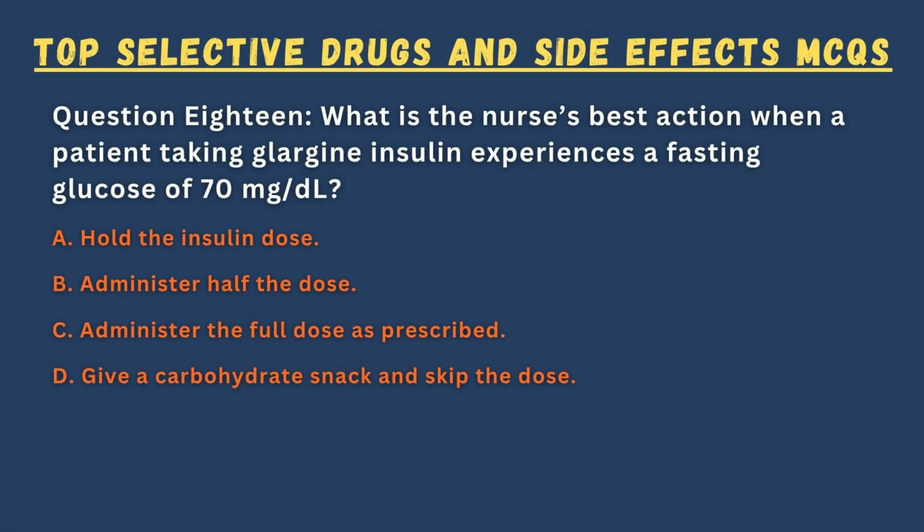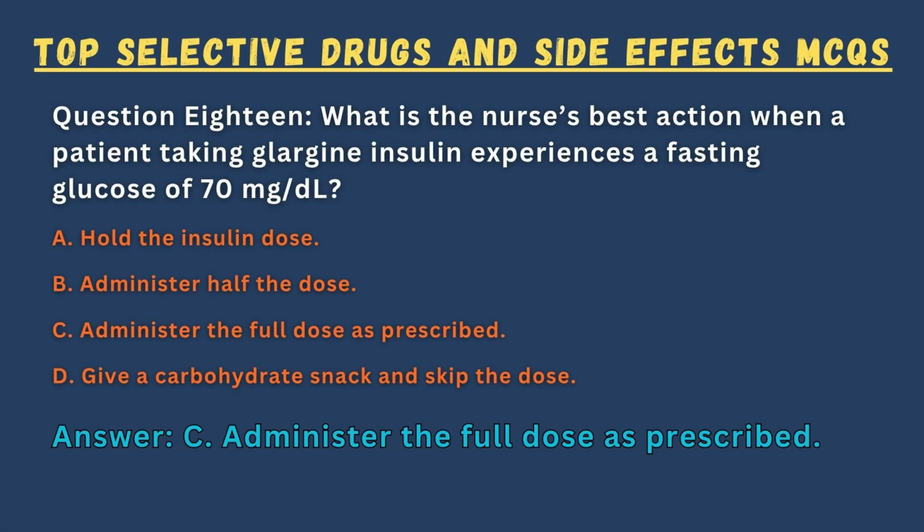Question 18. What is the nurse's best action when a patient taking glargine insulin has a fasting glucose of 70 mg per deciliter? A. Hold the insulin dose. B. Administer half the dose. C. Administer the full dose as prescribed. D. Give a carbohydrate snack and skip the dose. Answer: C. Administer the full dose as prescribed.